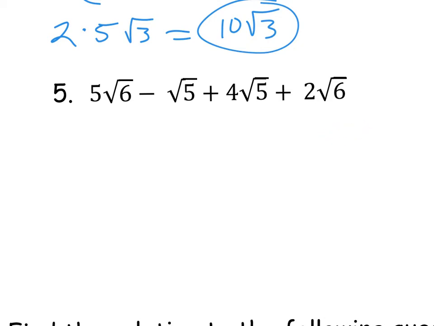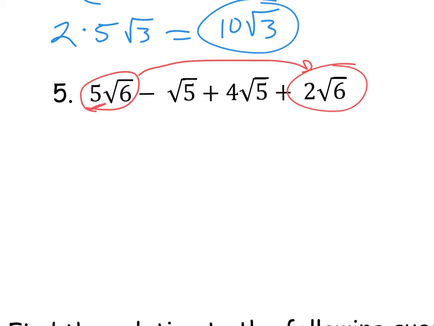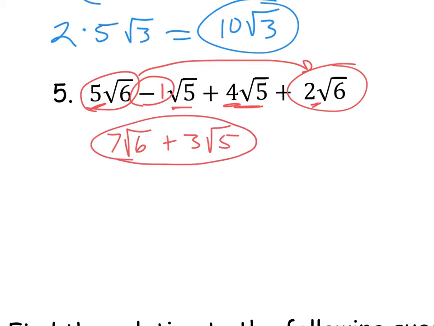So I'm going to add 5 square roots of 6 plus 2 square roots of 6. They both have a square root of 6. You add the 5 and the 2. That's 7 square roots of 6. Now this is negative 1 square root of 5 plus 4 square roots of 5. Negative 1 and the 4 is going to give me positive 3 square roots of 5. And that's done. Okay?